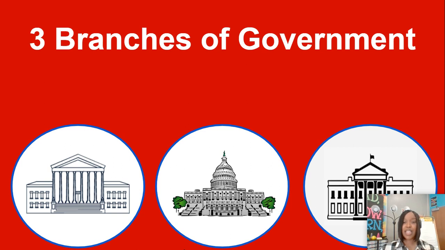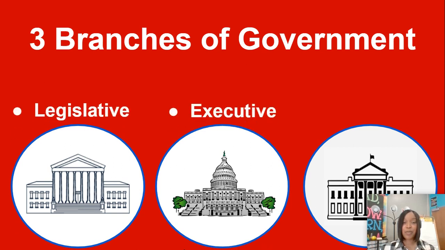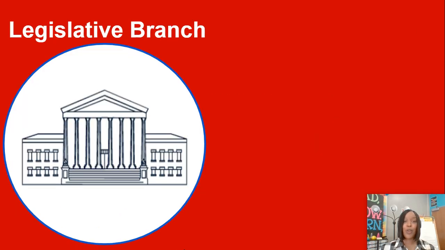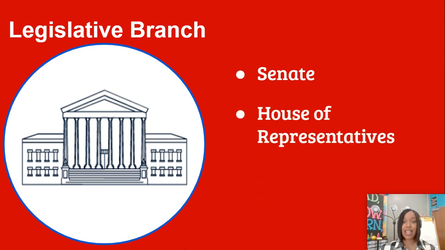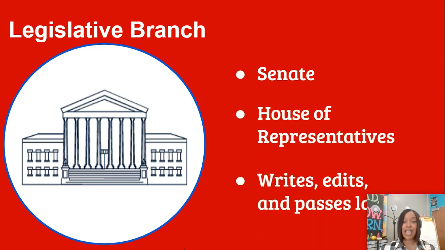Okay, friends, so let's review. What are the three branches of government? That's right. I hope you said the legislative branch, the executive branch, and the judicial branch. So, who is responsible? Who works in the legislative branch, and what is the legislative branch's job? That's right. I hope you said the Senate, the House of Representatives, and their job is to write, edit, and pass laws.